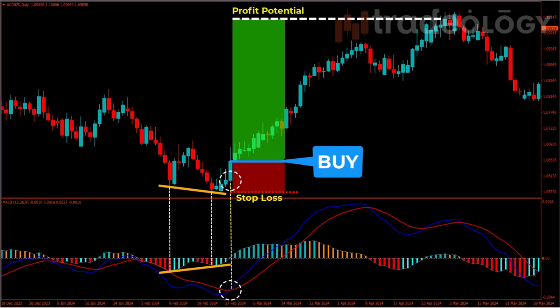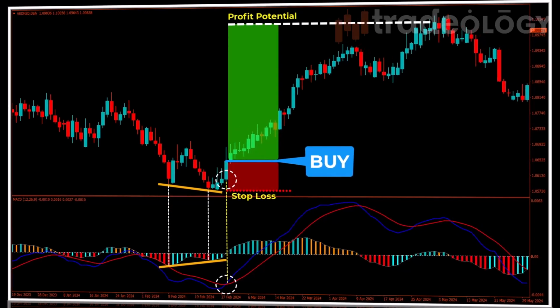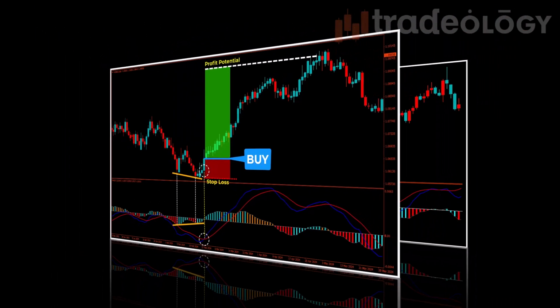And now that we've covered all the main parts of the MACD, it's time to take this knowledge and actually use it. In the next sections, I'm going to show you real-world examples of how to trade with the MACD, so you'll literally see it working in action. Get ready, because this is where theory turns into profit. Let's go unlock the full power of the MACD together.